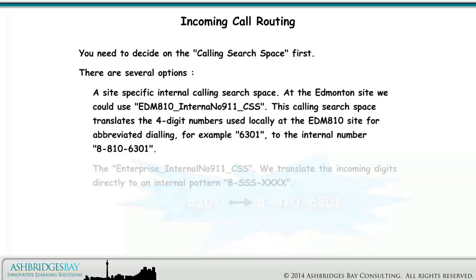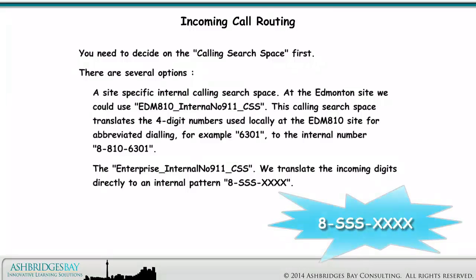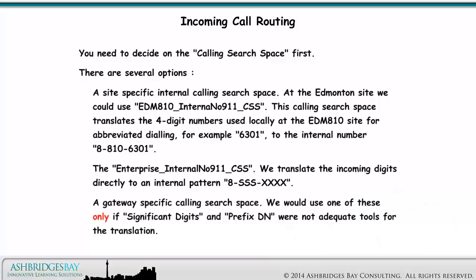8810-6301. The Enterprise Internal No 911 calling search space. We translate the incoming digits directly to an internal pattern, 8SSSXXXX. A gateway-specific calling search space. We would use one of these only if significant digits and prefix DN were not adequate tools for the translation.